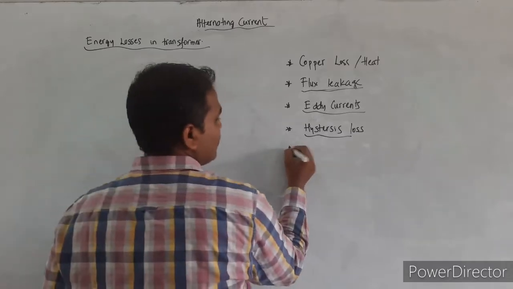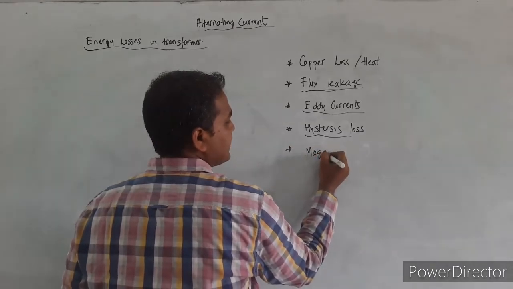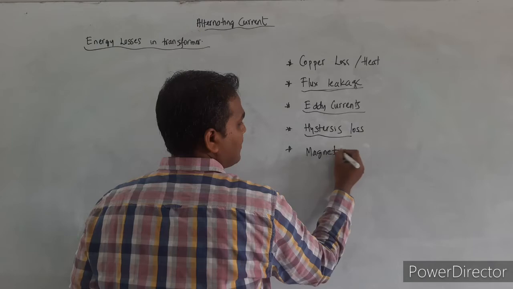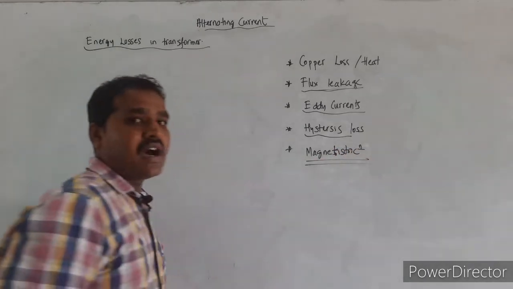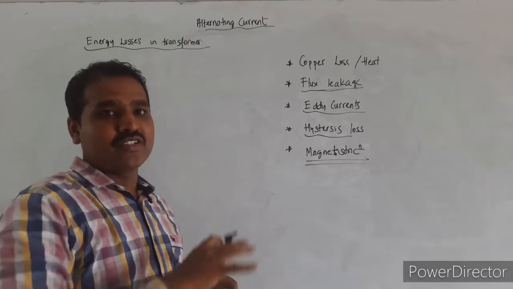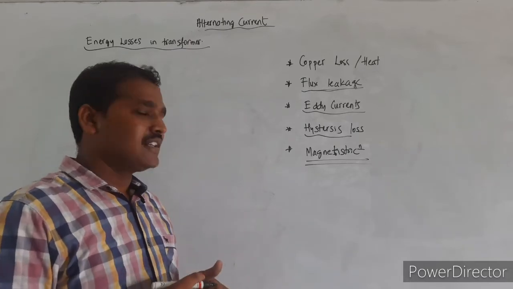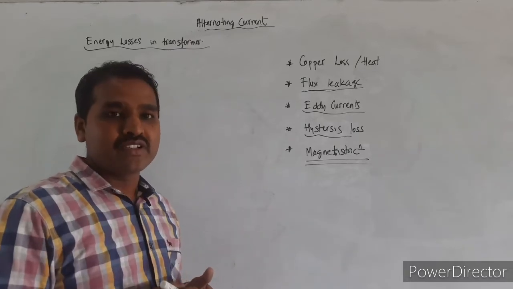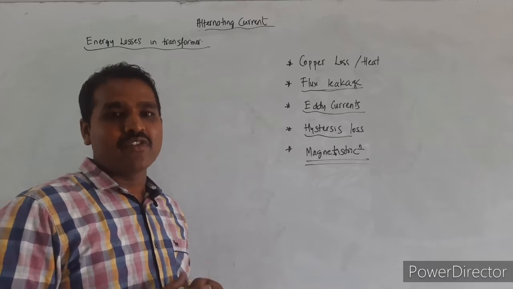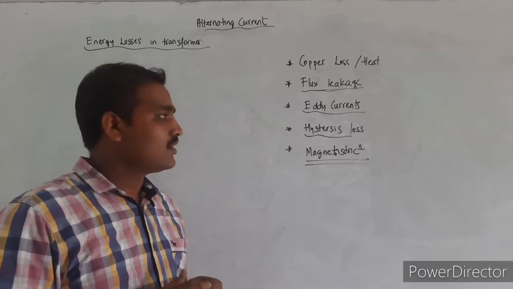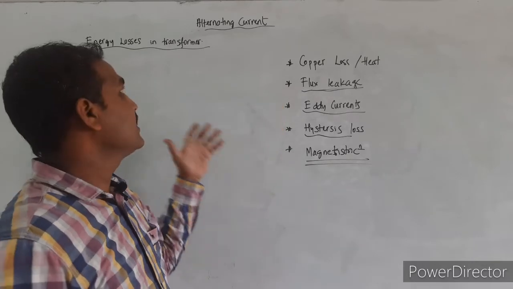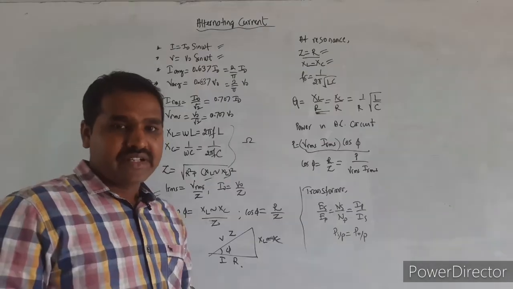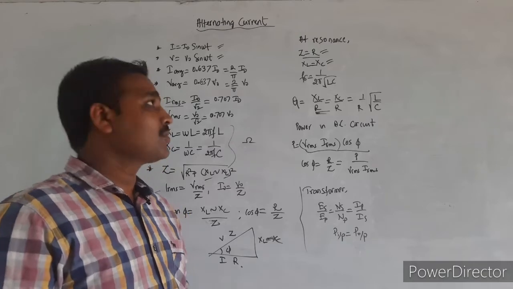And then there is a loss because of magnetostriction, that is, a humming sound is produced. During the operation of the transformer, a humming sound is produced, in which some energy is lost in the form of mechanical energy. These are some of the major reasons for the losses in transformers. Next we shall start with the numerical problems.